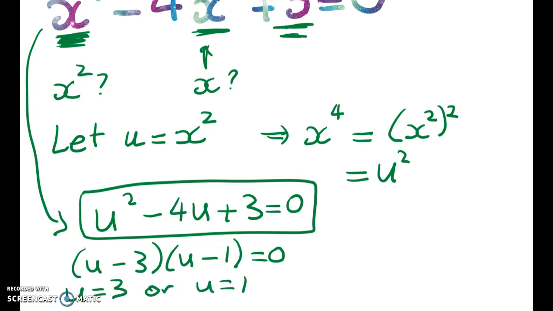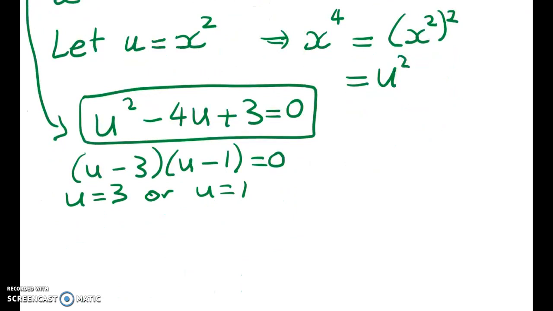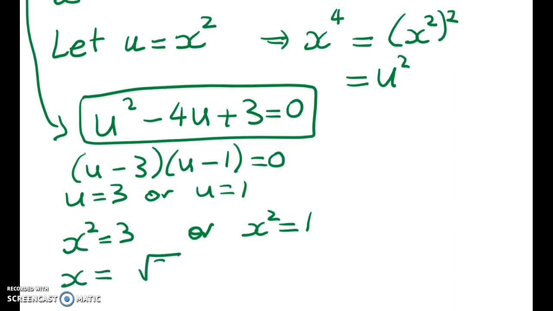But remember, we're not interested in u except as a stepping stone. We want to find x. So now we have to say, hang on, u is equal to x squared. So x squared is 3 or x squared equals 1. That means that x is equal to either the square root of 3 or the negative of the square root of 3.